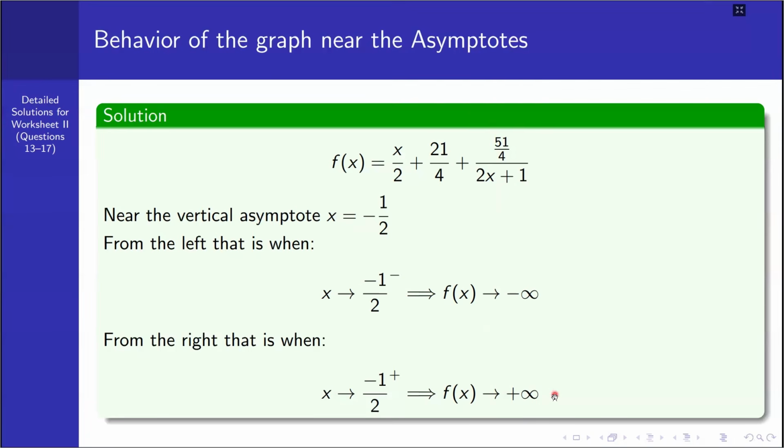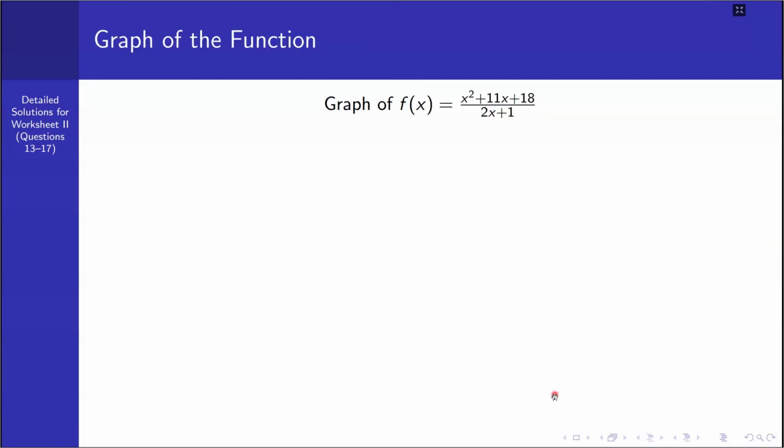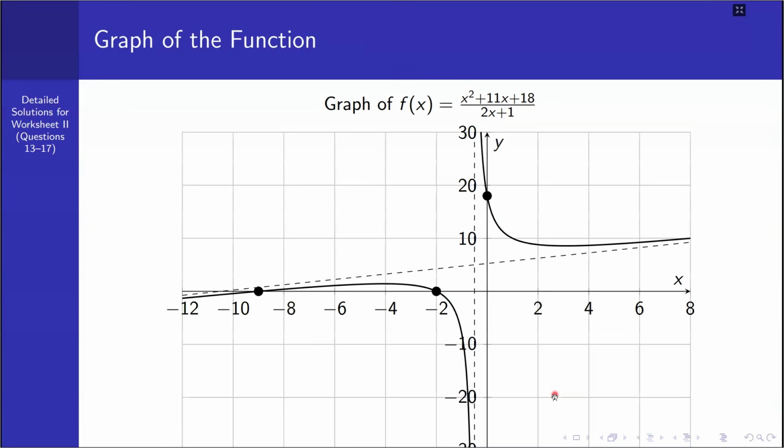Therefore, this is the property of the graph of the given rational function near the vertical asymptote. Then, the graph of the given rational function could be this one. The vertical asymptote is this one, which is x is equal to negative 1 over 2. Then the oblique asymptote, which is y is equal to x over 2 plus 21 over 4. And then the y-intercept, that is, x is equal to 0, y is 18.